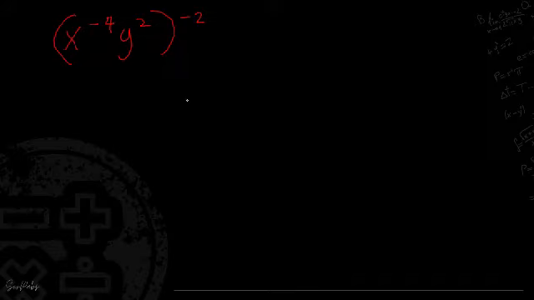Okay, so let's have another one here. So, example, we have here x to the negative 4, y to the second power, quantity raised to the negative 2. So we'll just apply the operation on integers in our exponents. So copy x and then distribute si negative 2. Negative 2 times negative 4. So that is positive 8. And then y, negative 2 times 2, and that is negative 4.